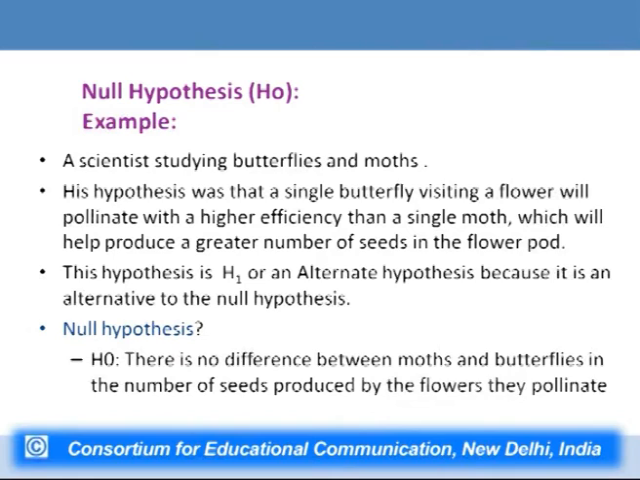An alternate hypothesis also needs to be proposed along with the null hypothesis, and this is known as H1 or the alternative hypothesis, because it is an alternate to the null hypothesis. In this case, the alternate hypothesis will be that there is a difference in the pollinating efficiency between butterflies and moths, and the flowers visited by butterflies produce a significantly higher number of seeds as compared with the flowers visited by moths.